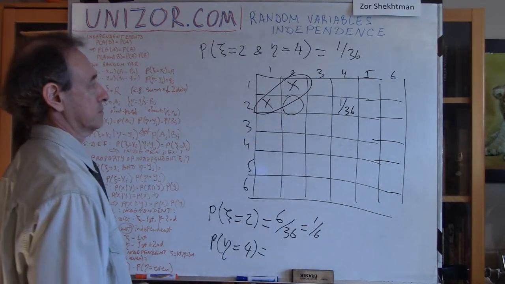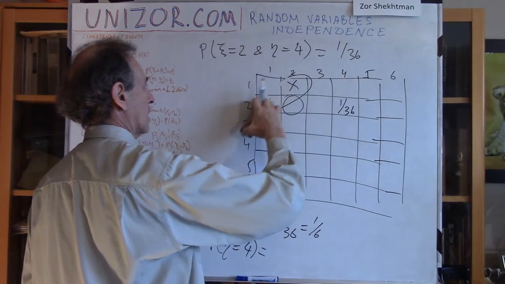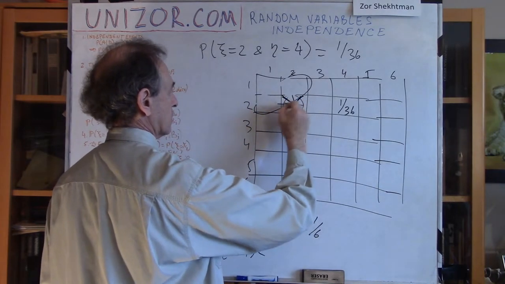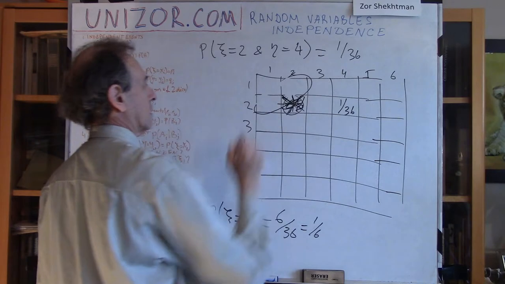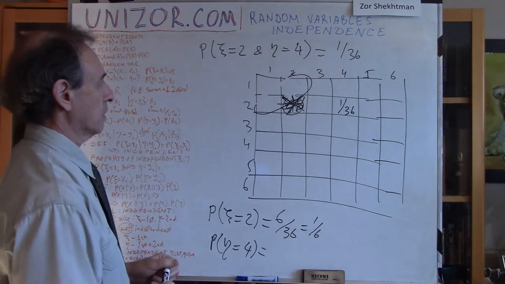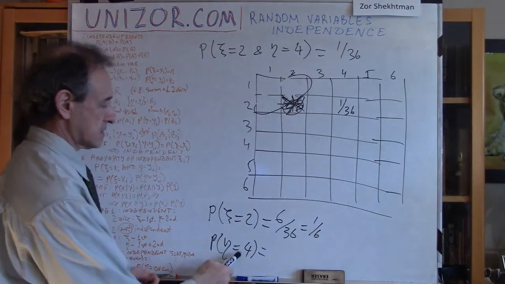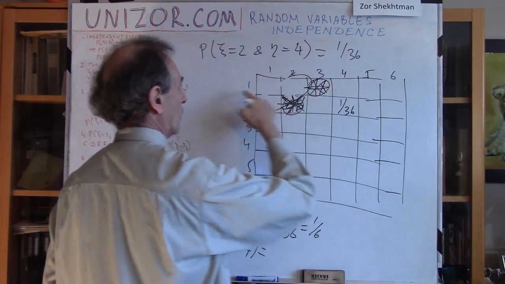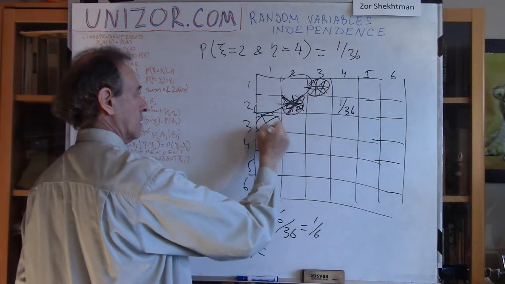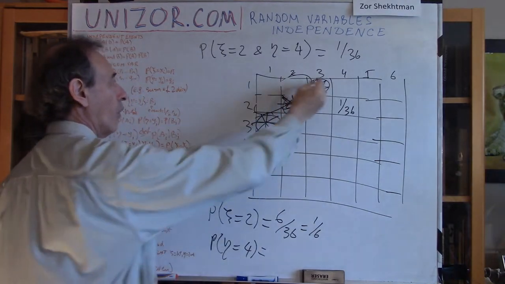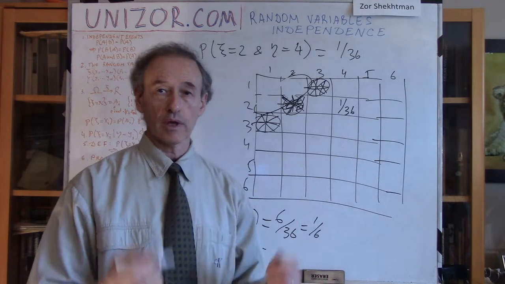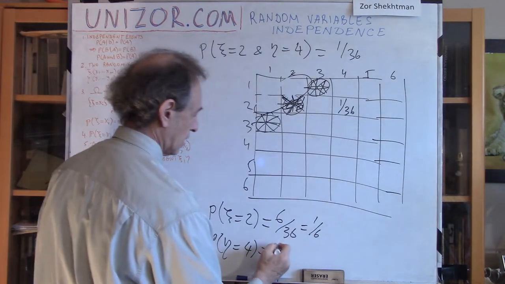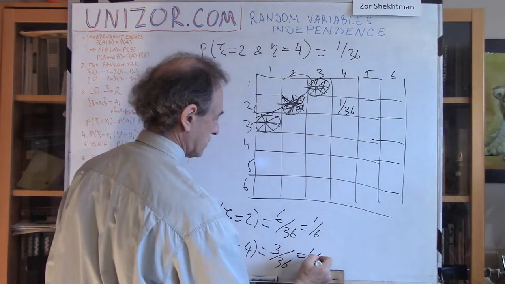2 and 2, right? Well, I shouldn't really do this. I should really mark it as an intersection. So this particular cell of my table represents 2 and 2, and the result is 4. Now, also this one, 1 and 3, and also this one, 3 and 1. So all these three results of my throwing a couple of dice result in this. So it's actually 3/36, which is 1/12.